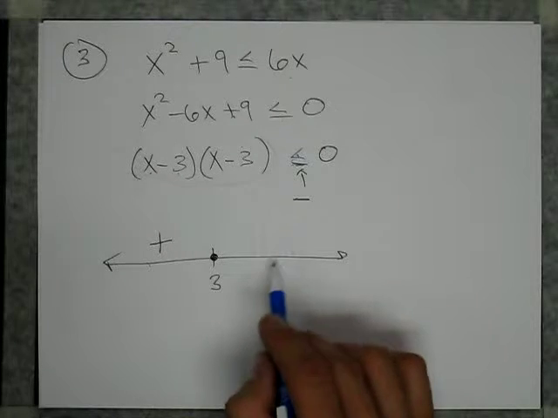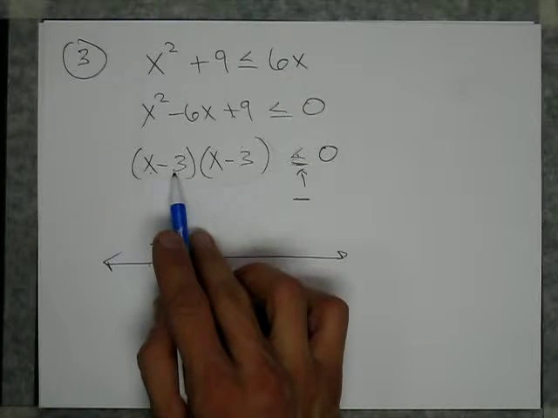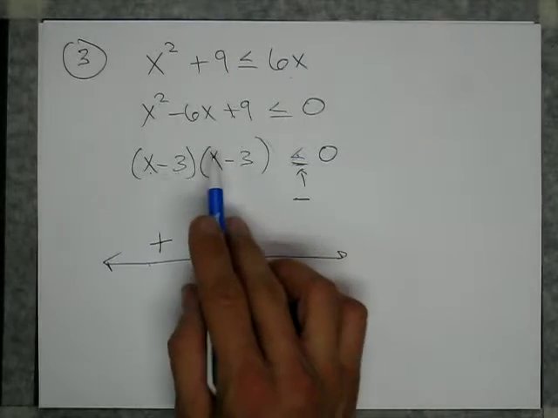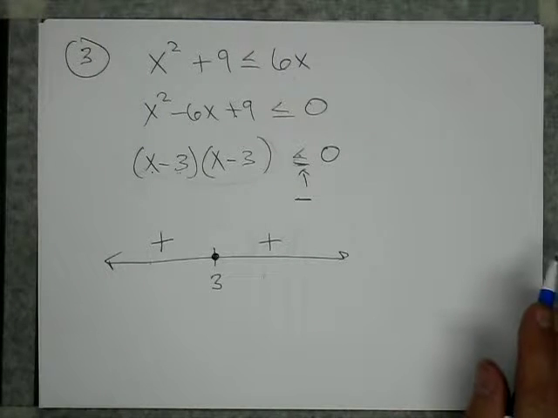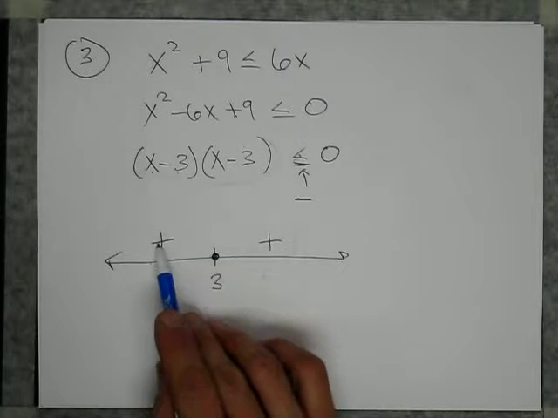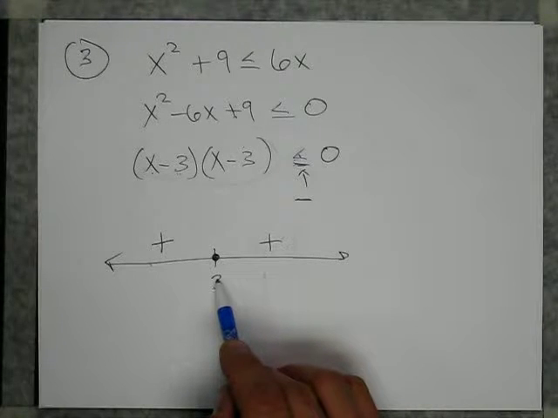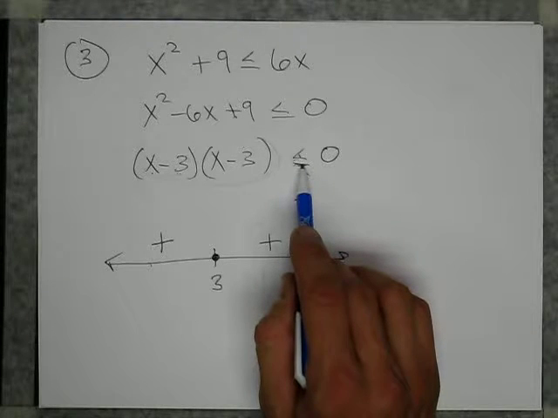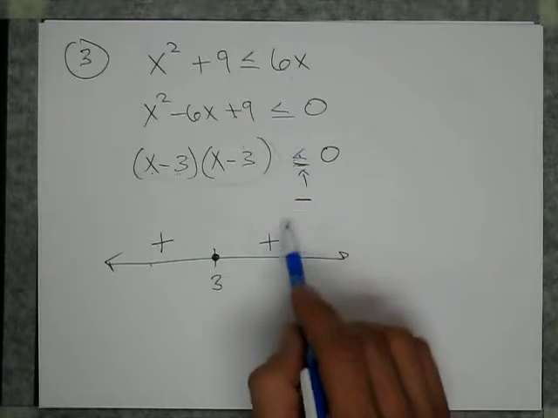Now we do a test point over here. Plug in the number 4 to the right of 3. 4 minus 3 is 1, which is positive. A positive and a positive are going to be a positive. So no matter what number you plug in, you're always going to end up with positives, except for 3, you'll end up with 0, but that's okay, because we do want 0, right? We do want 0.